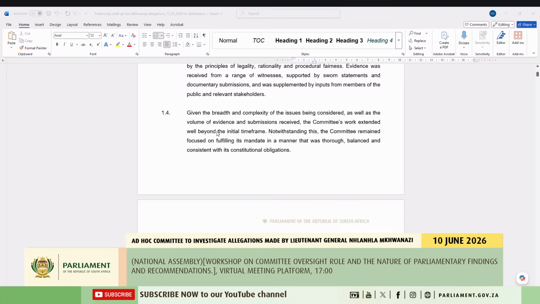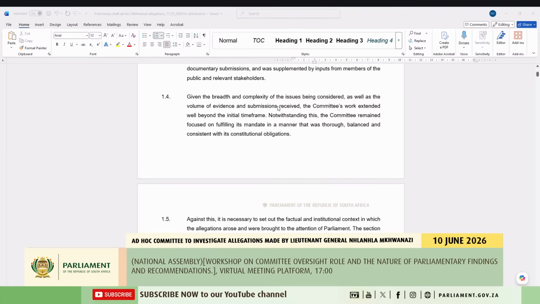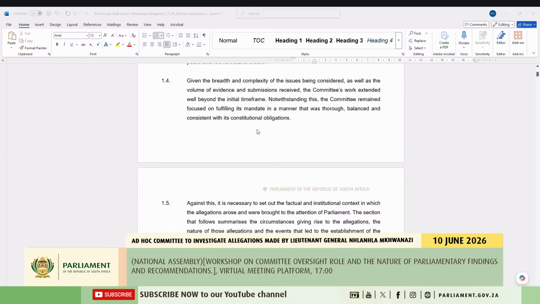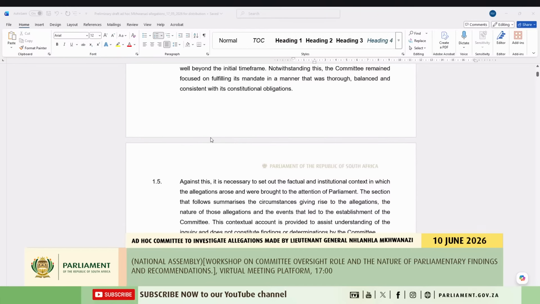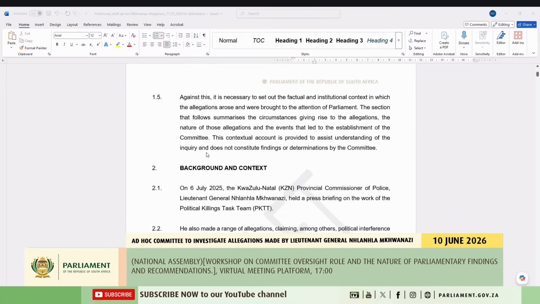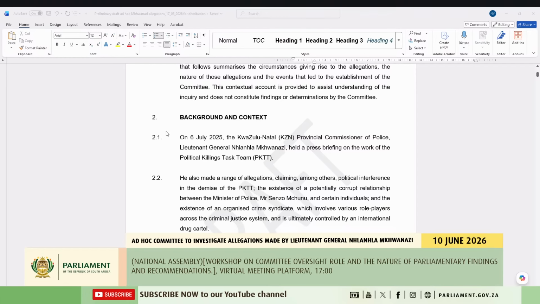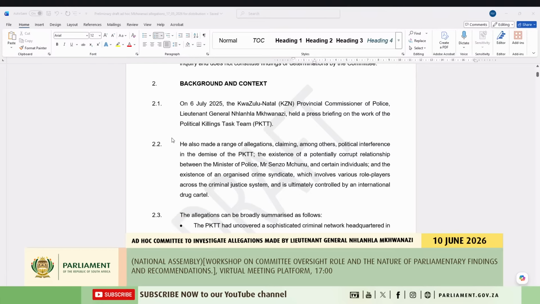We are indicating that the committee had several delays in starting, but that the committee remained focused on fulfilling its mandate in a manner that was thorough, balanced, and consistent with its constitutional obligations. Section 2 then provides the background and context to the inquiry, and this is also contained in our terms of reference.